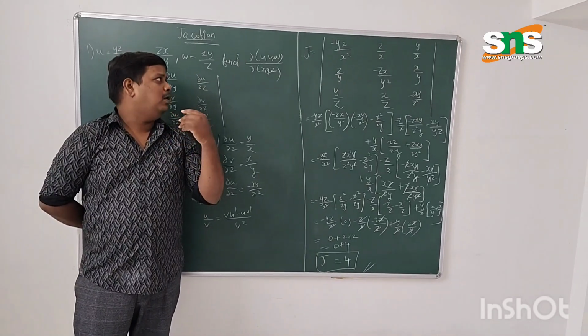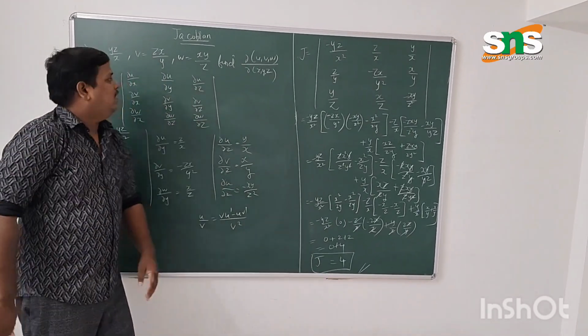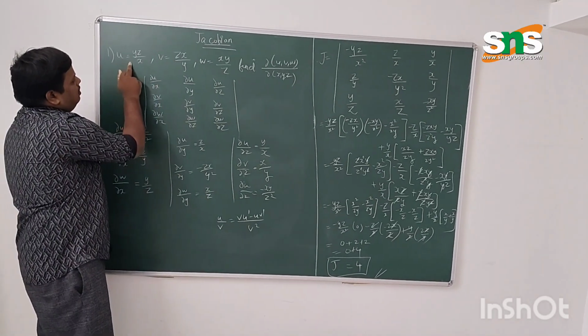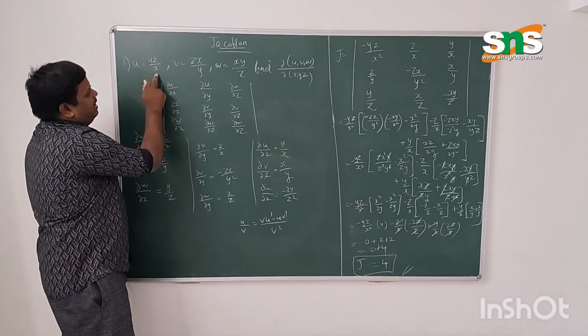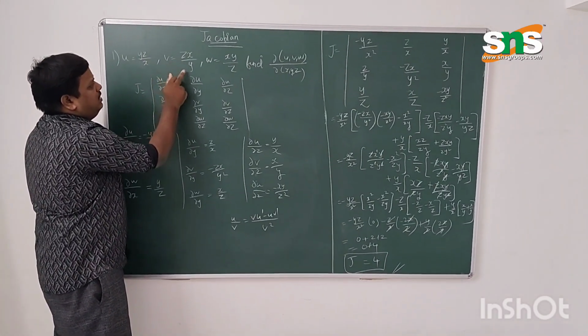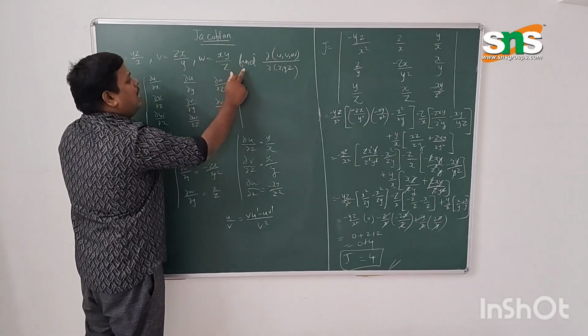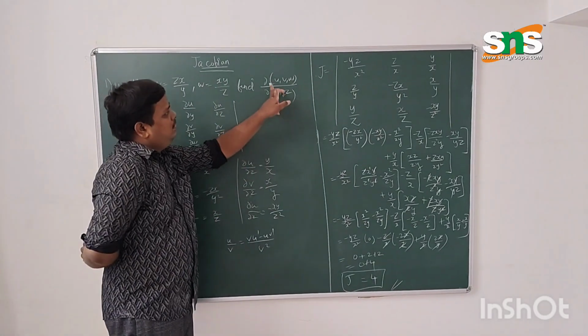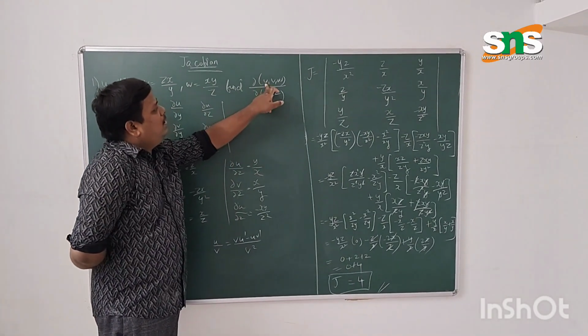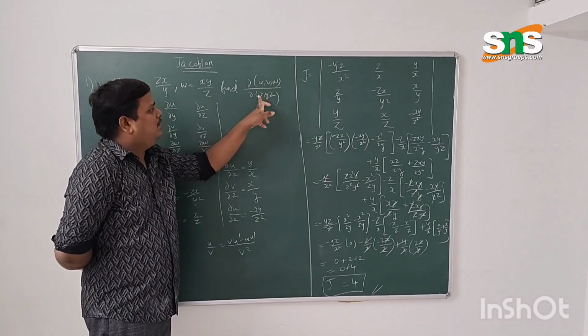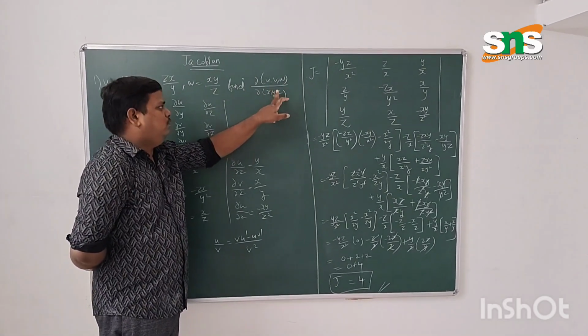Now we are going to see a problem related to a Jacobian matrix. The given functions are u equals yz divided by x, v equals zx divided by y, w equals xy divided by z, and we have to find the Jacobian matrix, partial derivative of u, v, w divided by partial derivative of x, y, z.